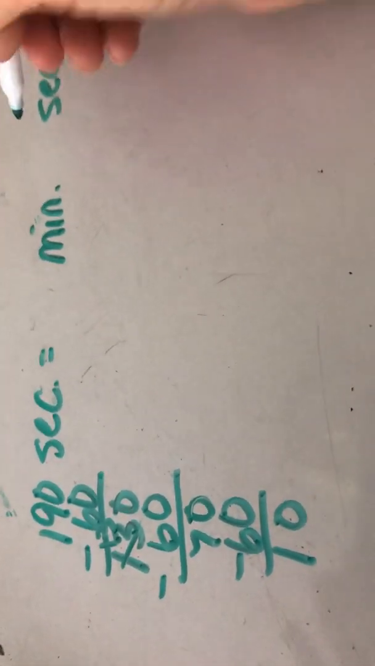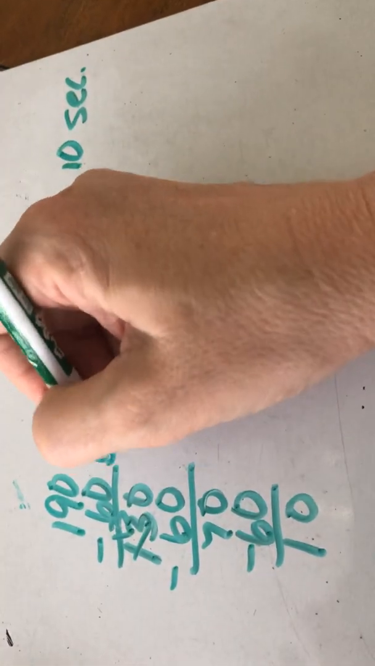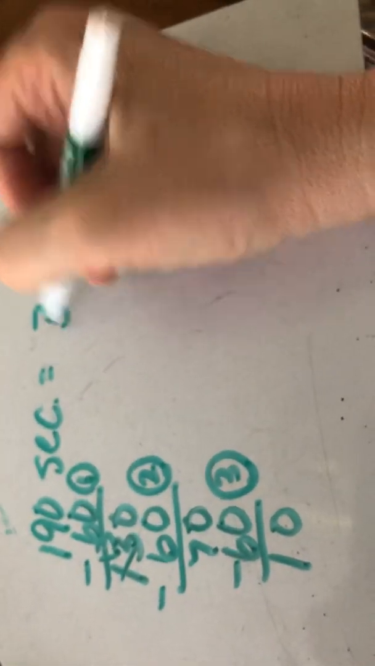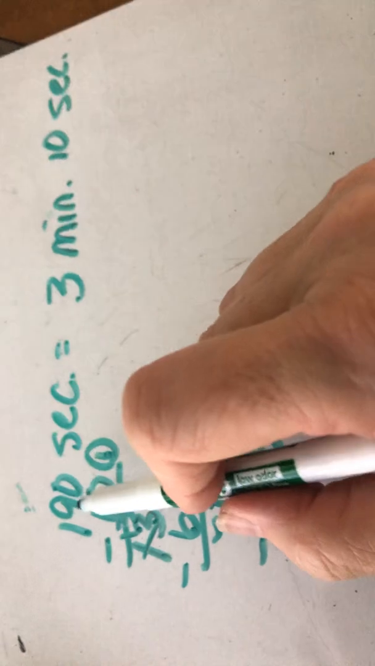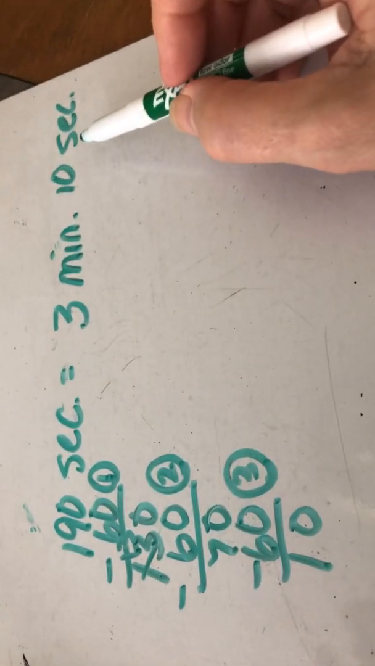Remember, what I have left over becomes my seconds. I'm going to count how many times I subtracted 60. That becomes my number of minutes. So 190 seconds equals 3 minutes, 10 seconds.